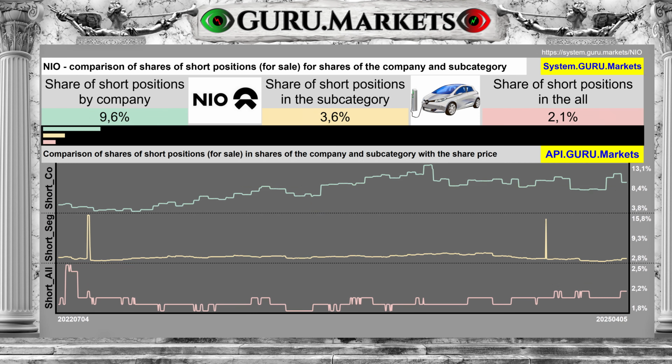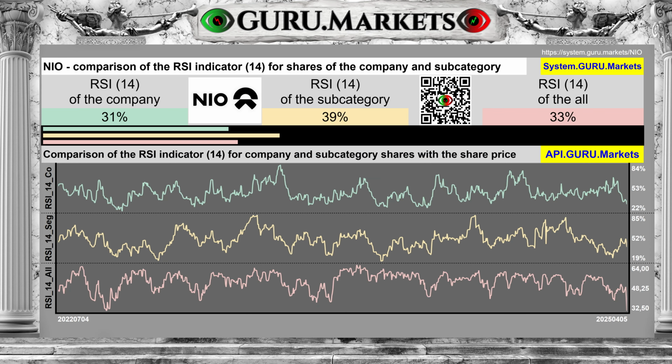The volume of sales transactions corresponds to 9.6%, with an average for the subcategory of 3.6%. This is an assessment of the possible risk of a short squeeze. Indicator RSI 14 shows a level of 31% for the company NIO Inc ADR, whereas for the subcategory, the RSI level, 14, is 39%. Technically, the subcategory's securities are quoted higher than the company's NIO Inc ADR.